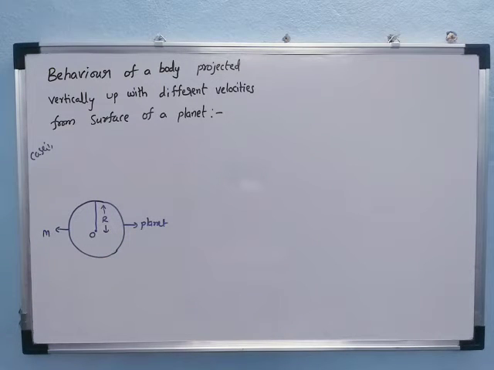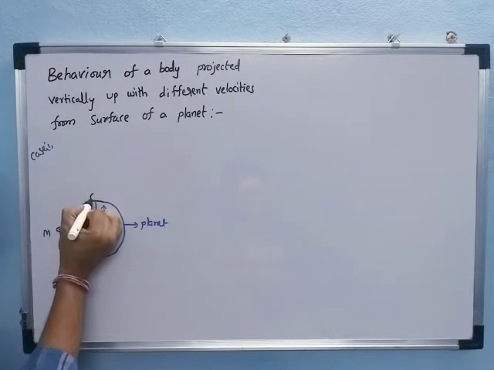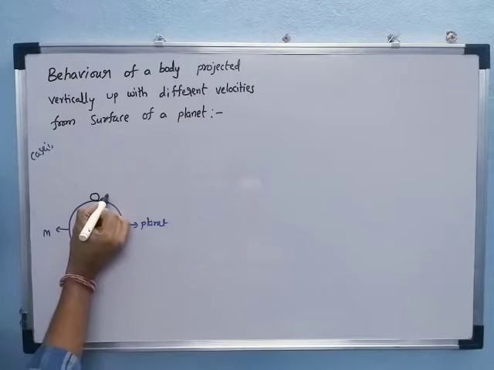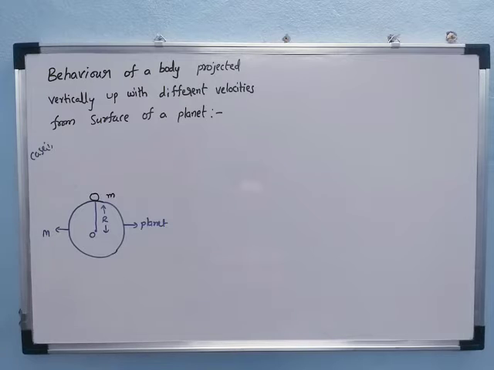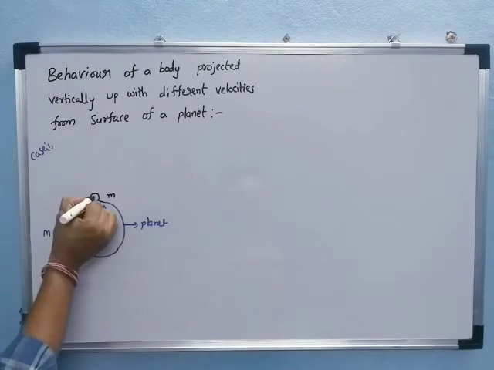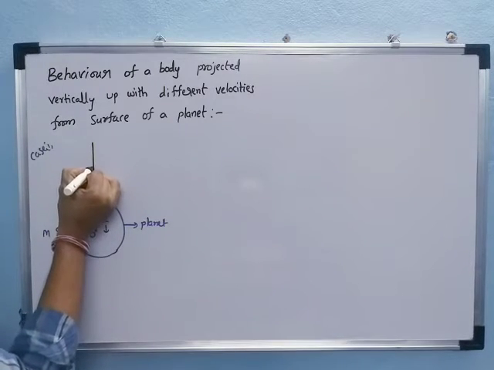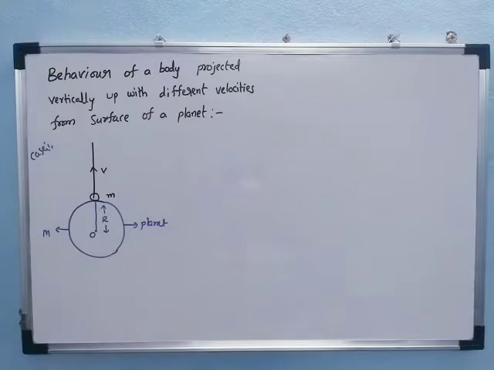Now the object: a small body is placed on the surface of the earth. Its mass is m. It is projected with velocity V.